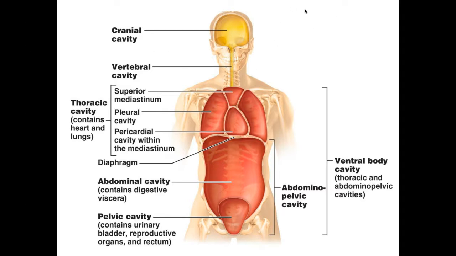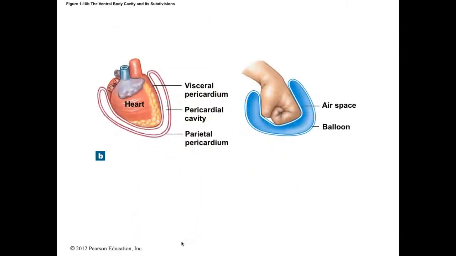So the cranial cavity is on top where the skull is. The vertebral cavity is in the middle. Then you have the thoracic cavity, which has the lungs, the heart, and the mediastinum in it. And then down below, you've got the abdominal cavity and the pelvic cavity.